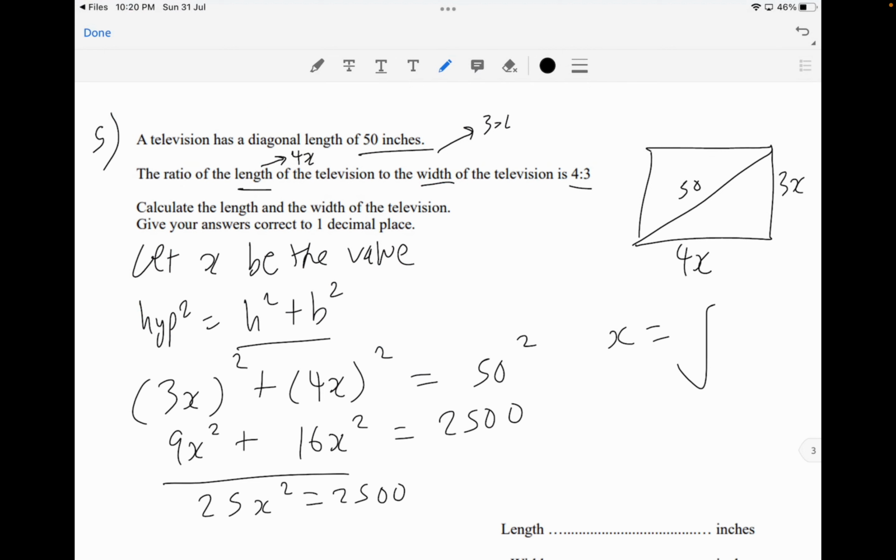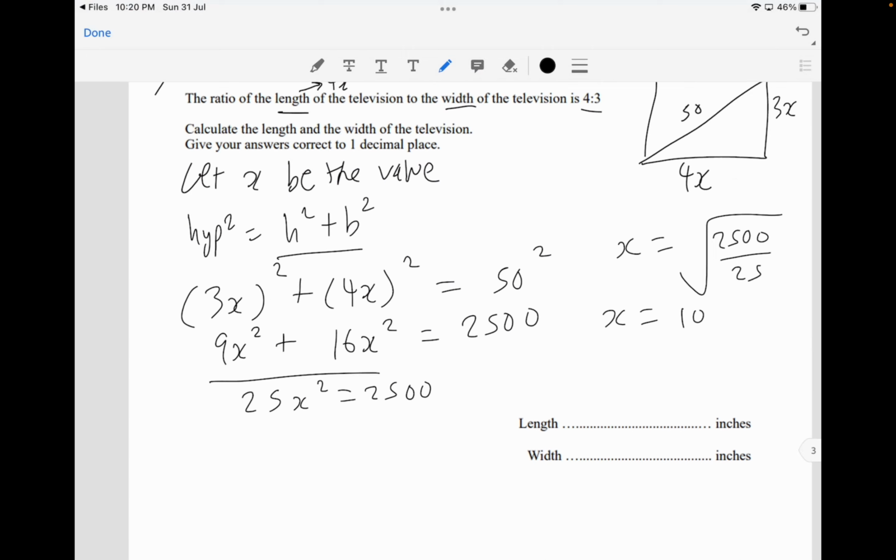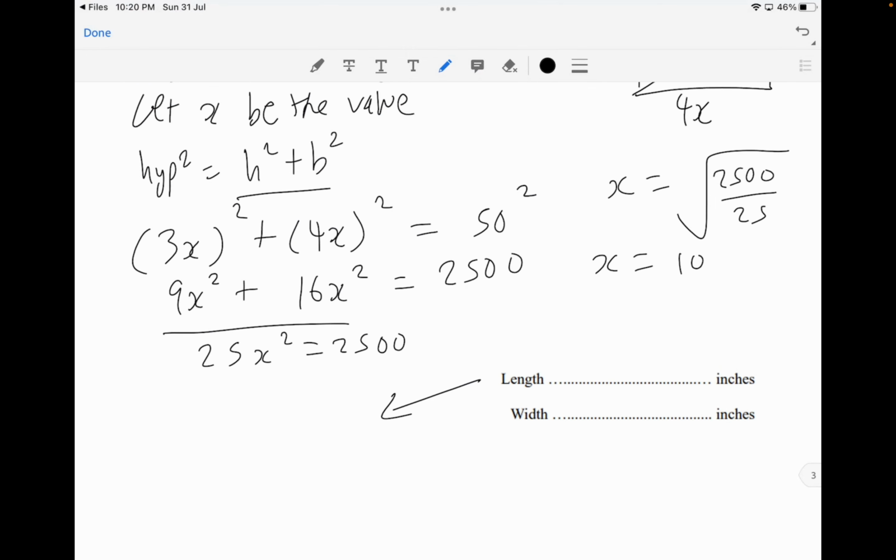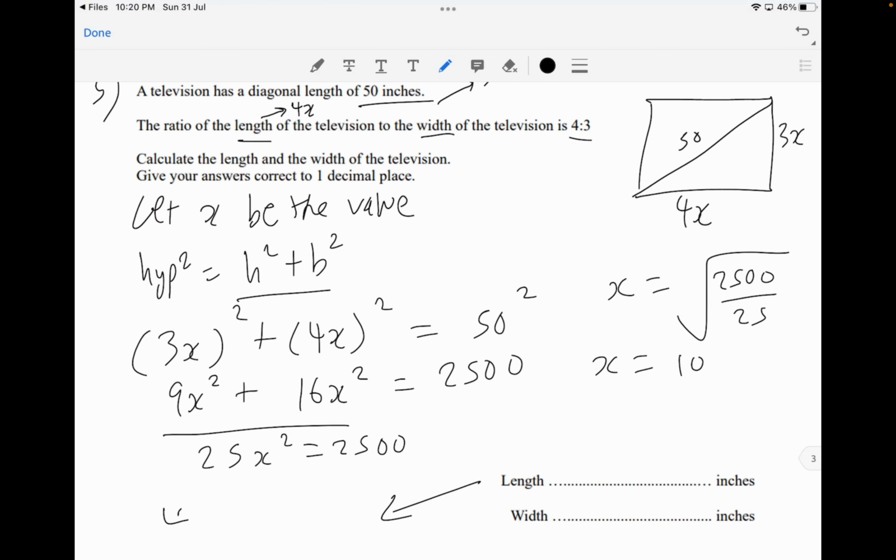x is going to be the square root of 2,500 divided by 25. All I've done is I've just simplified it together. 2,500 divided by 25 gives you a value of about 10. Once you do that, your length in this case is 4x. So you have 4 times x, which is going to give you the actual length to be about 40 inches. So that's going to be the answer.